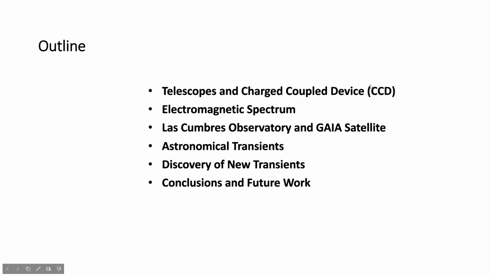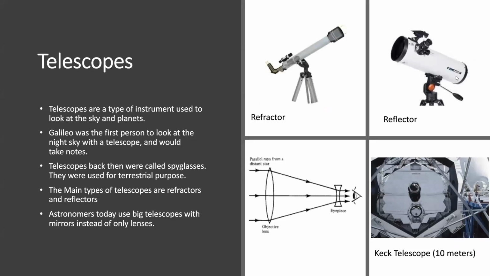So what we're going to talk about today is telescopes and charged coupled devices, also known as CCDs, the electromagnetic spectrum, the Las Cumbres Observatory and the Gaia satellite, astronomical transients, the discovery of new transients, and my conclusions and future work. So telescopes. Telescopes are a type of instrument that are used to look at the sky and planets.